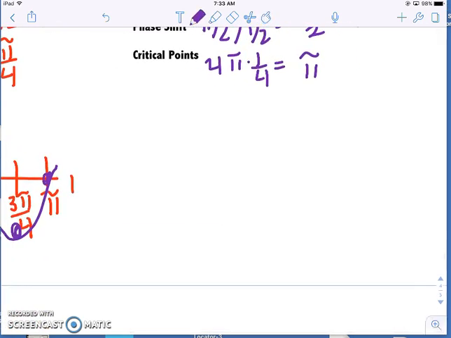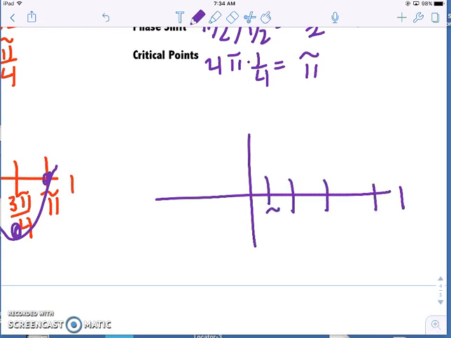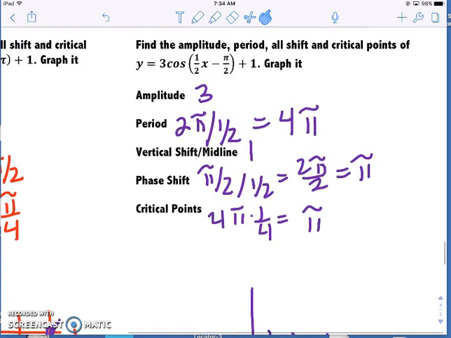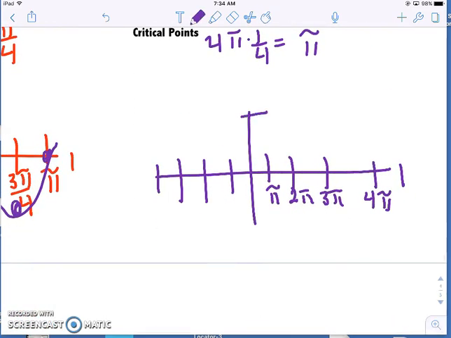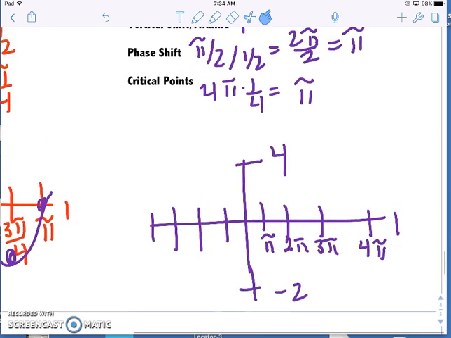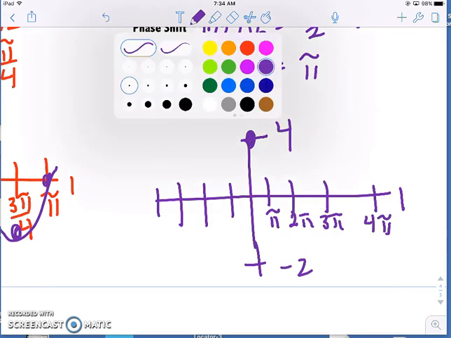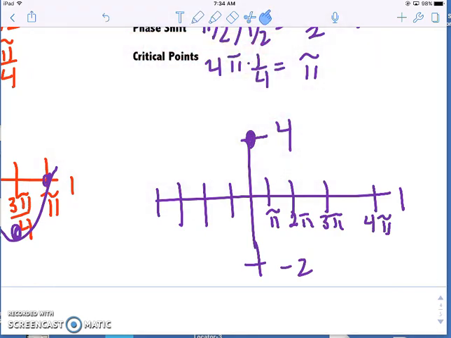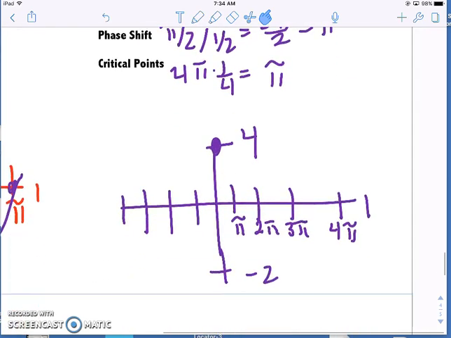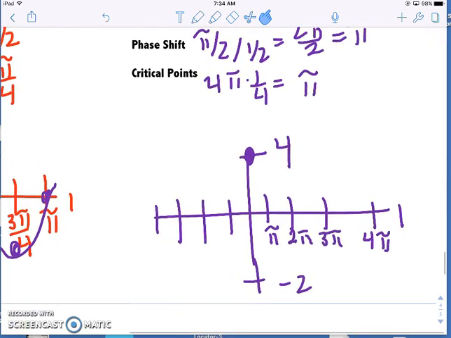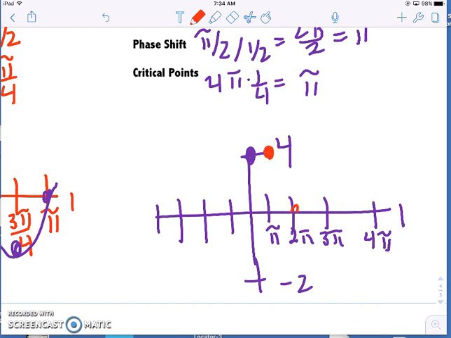So we can quick graph this here. Our midline was 1. We're counting by pi. And let's see, I already forgot what our amplitude was. 3. So if our midline is 1, so that would make 4, negative 2. It was cosine. So cosine normally starts right here. But what is that shift that we said? Phase shift pi to the right. So it's going to start here. So it's got to go mid.